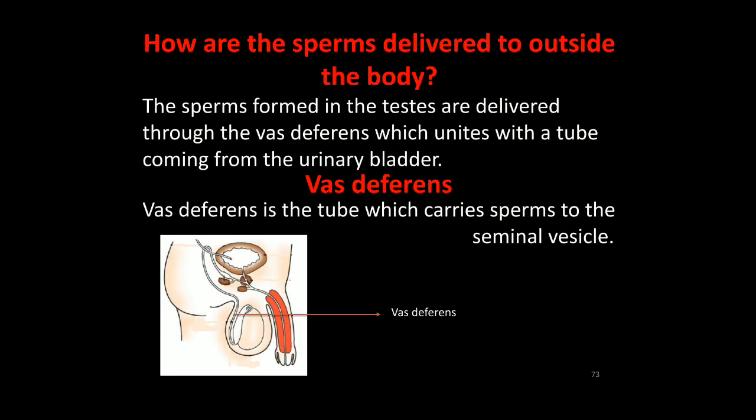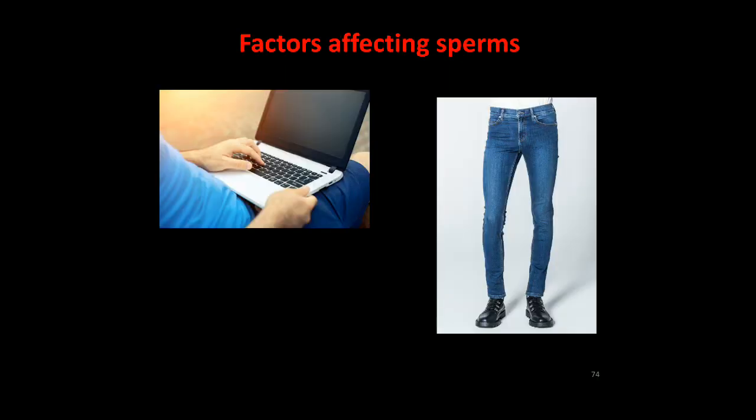How are the sperms delivered to outside the body? The sperms formed in the testes are delivered through the vas deferens, which unites with a tube coming from the urinary bladder. Vas deferens is the tube which carries sperms to the seminal vesicle. The sperms produced in the testes are passed to the seminal vesicle, which we call the vas deferens.